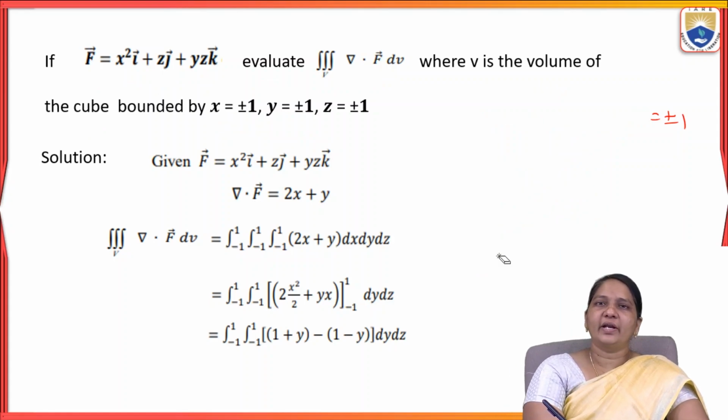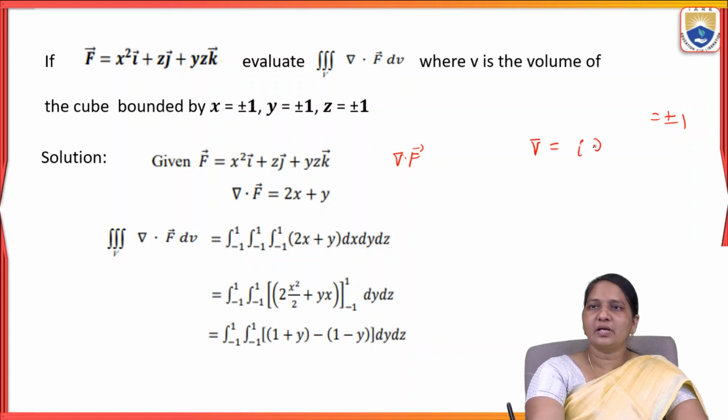So now we are writing the given data. Given f bar equal to x square i plus zj plus yz k. Now we are going to calculate del dot f. I already told you what del is. Del is i into dou by dou x plus j into dou by dou y plus k into dou by dou z.